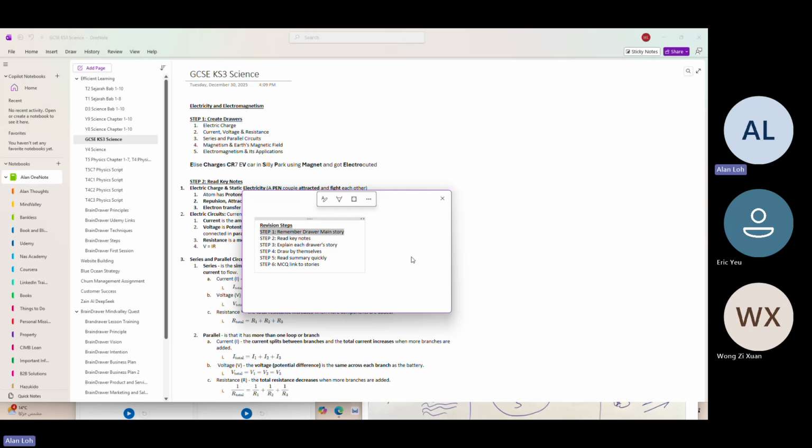It's going to be in a very systematic way, so you don't need to worry about where to start, where to end, and how to do it. I'm going to teach you step 1 until step 6. You just need to follow step 1 until step 6, and then the revision session is done. Remember last week we had step 1 until step 9, and that took us about 2.5 hours.